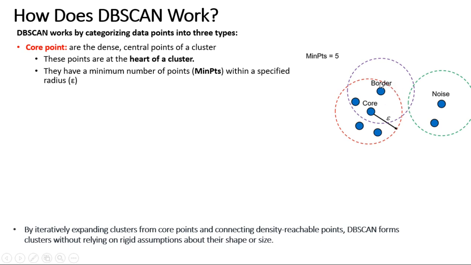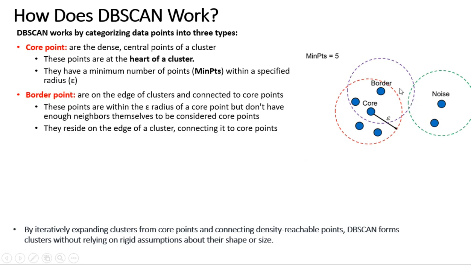And as I said, any cluster should have a minimum of m data points. That is, m is the minimum number of points that you should have within a cluster of radius epsilon.